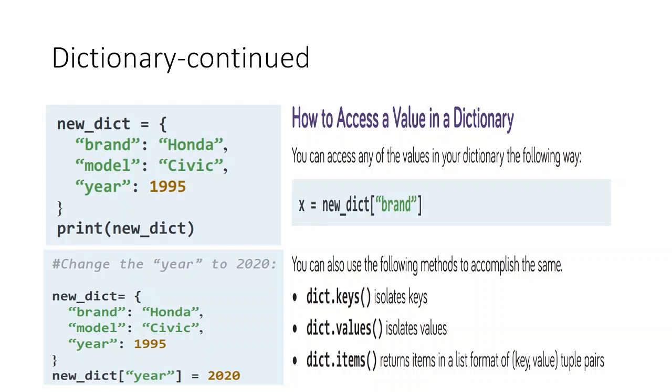And another thing is, if I want to get only the keys, then you can say dict.keys, only the keys you can get. If you want to get only the values, you can get values. If you want to get the key and value, then you can use dict.items. It returns items in a list format of the key and value pair. It is like a tuple, tuple pairs.